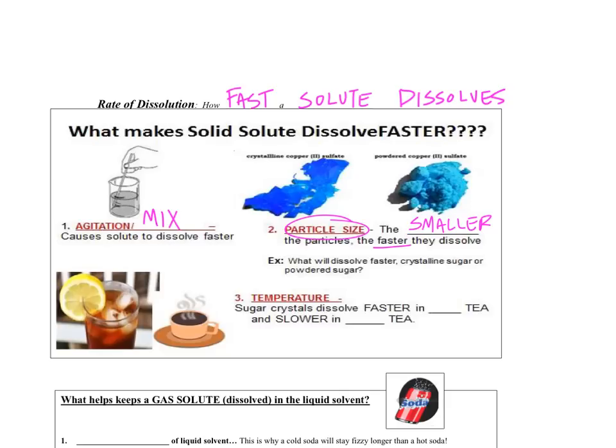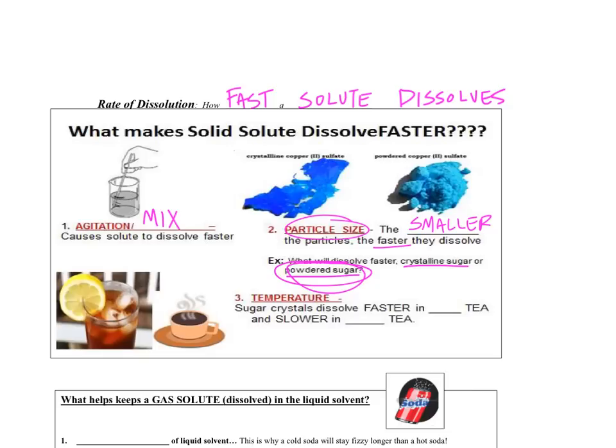So here, if we're looking at crystalline sugar, which is our granulated sugar, or the powdered sugar, you've got to think which particle is smaller. The powdered sugar, if you've ever seen it, is almost like a dust. It's exactly what the name implies. It's powdered. So those particles are much smaller, which means powdered sugar is going to dissolve faster.